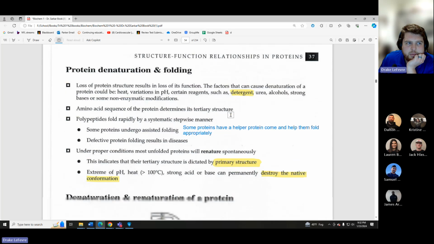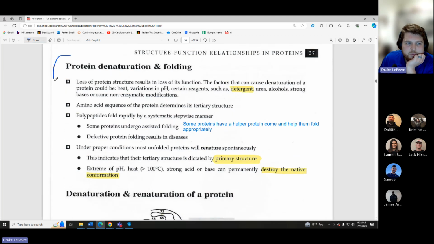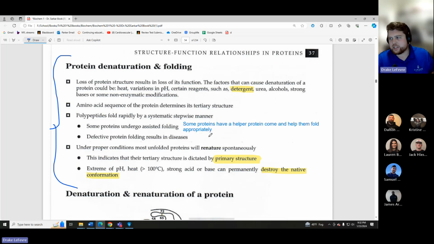The only other thing that he'll ask questions about really is protein denaturation and folding. So basically this is talking about how you can destroy a protein by messing with its structure and with its bonding. The way that you do that is heat, drastically changing pH levels, or other reagents, such as detergent, urea, alcohols, very strong bases, or some other non-enzymatic modifications.